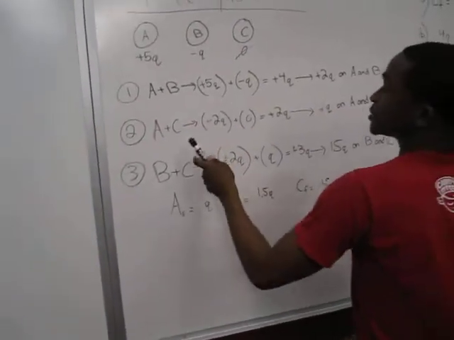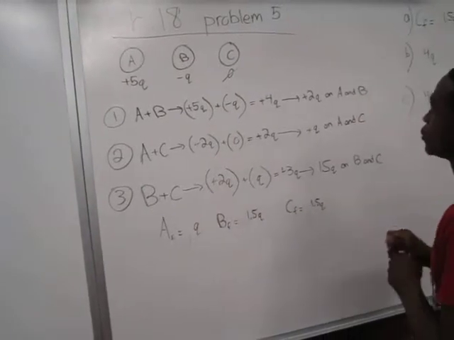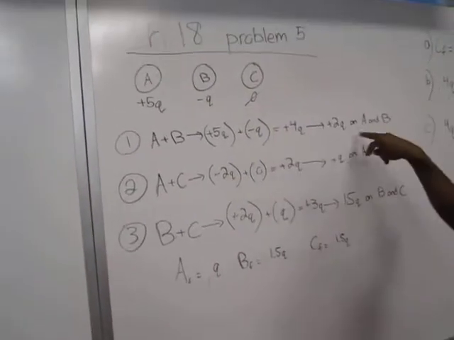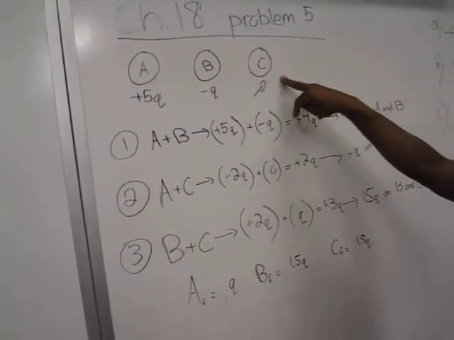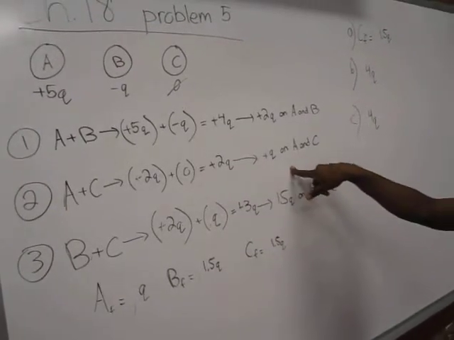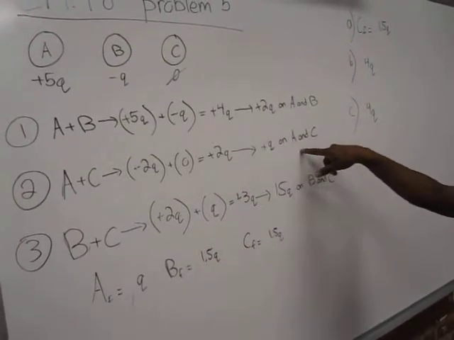B. In the second step, it says spheres A and C are touched together, so you have plus 2Q on A, and C has a charge of 0 still, so you have plus 2Q for the charge on both of them. And then once they're separated, you get a charge of just Q on A and C.